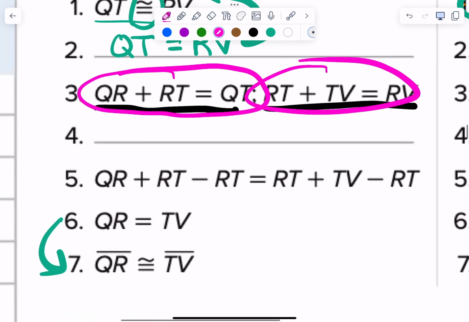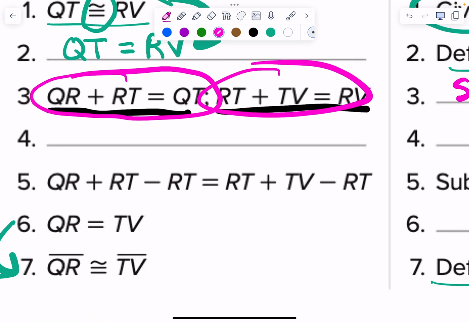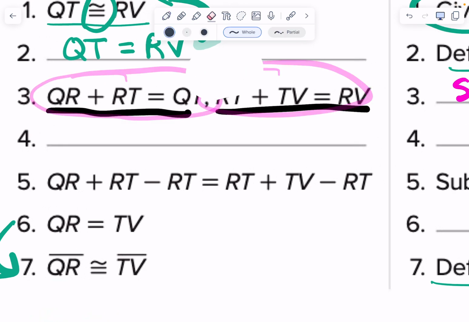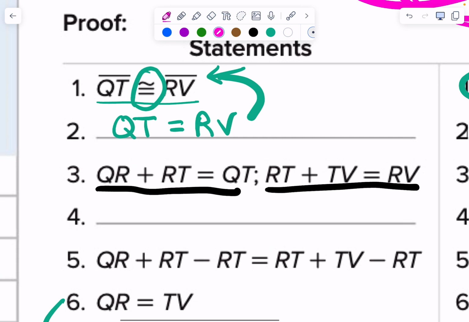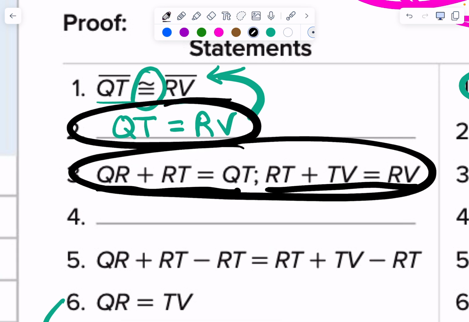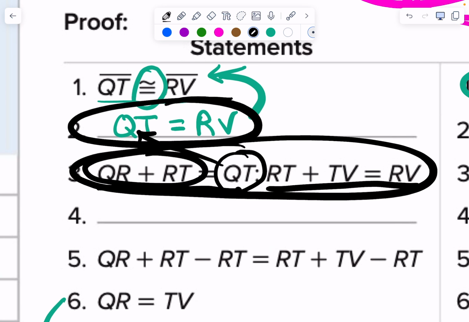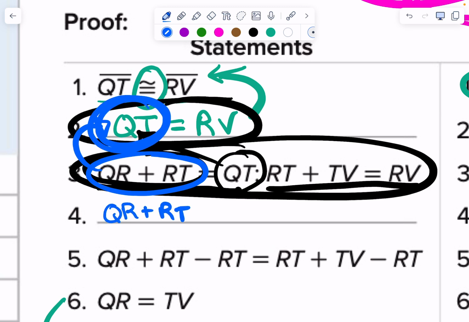Part 4 is going to be the hardest part. What do I do with that information? At this point in my proof, I start combining stuff. So like, how can I use this and this to my advantage? Taking everything away, QT shows up right there, right? So can I take this part and shove it in place of QT? Yeah. Okay, so I'm going to do that. QR plus RT is going in place of this QT, right?